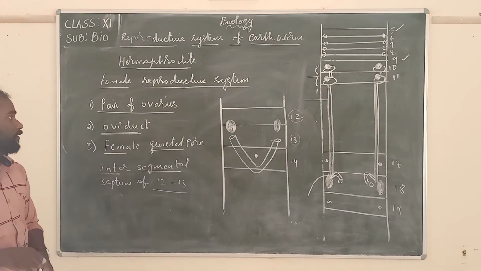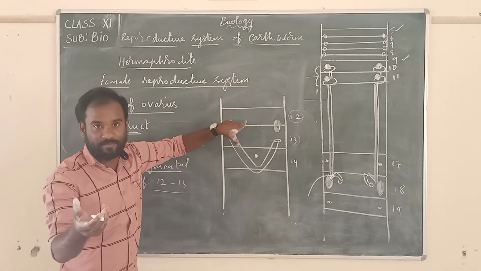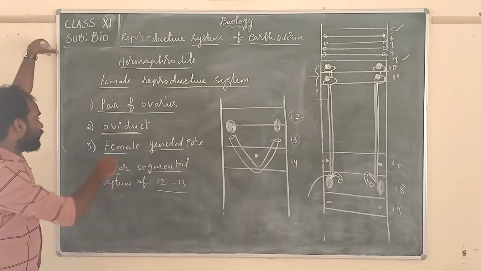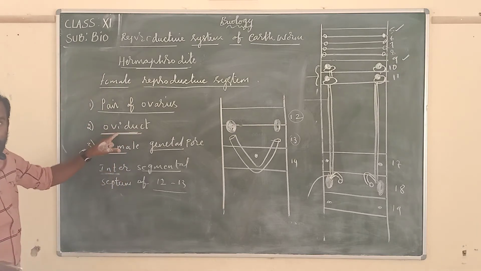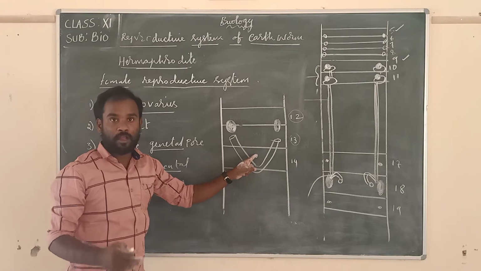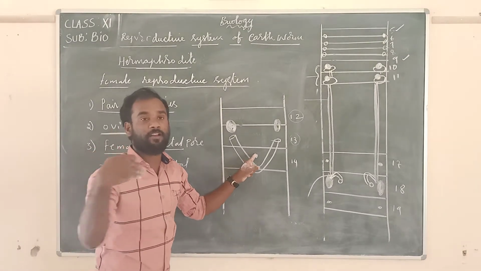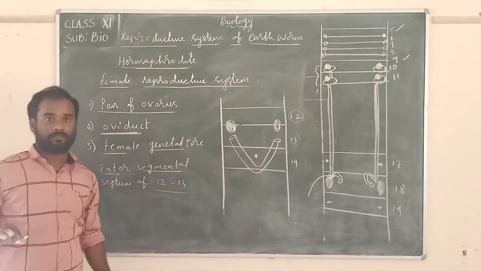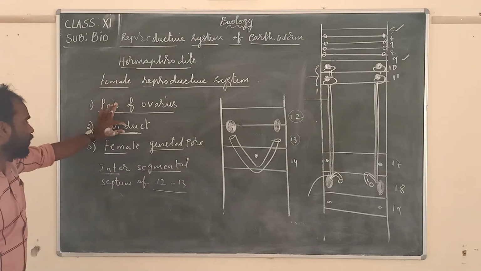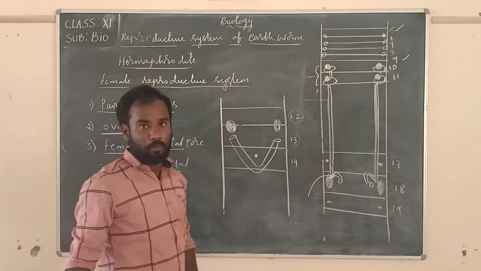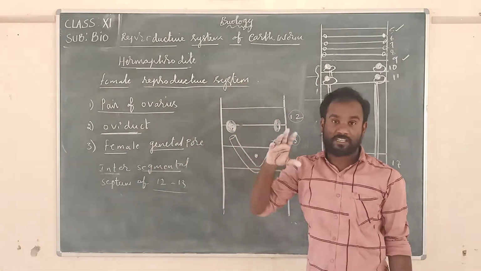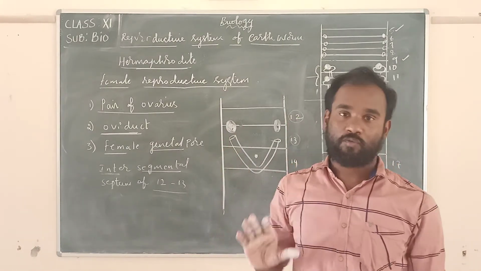So what will happen? Ovaries will release eggs. Those eggs will move to the oviduct. From the oviduct, these eggs will move to the female genital pore, and from the female genital pore they will move outside. So what is the sequence of passage? From ovaries to oviduct, from oviduct to female genital pore. So this is about the female reproductive system of the earthworm.